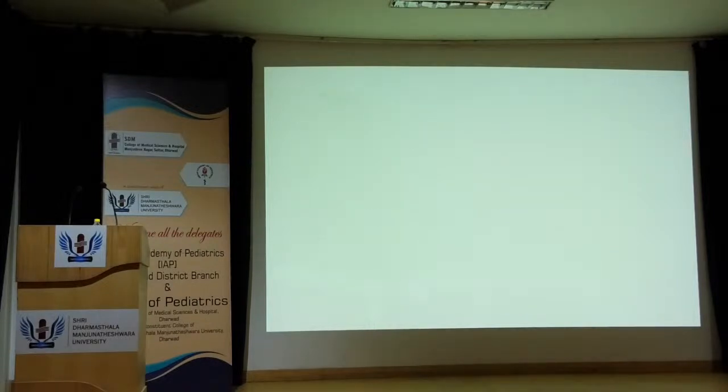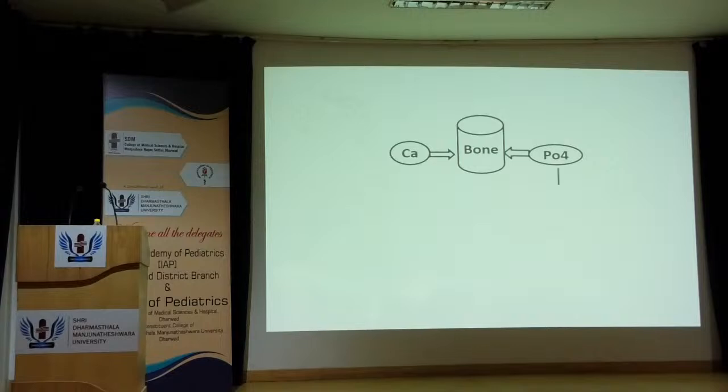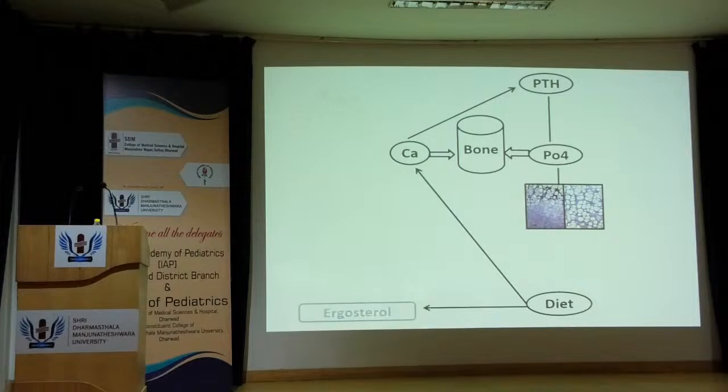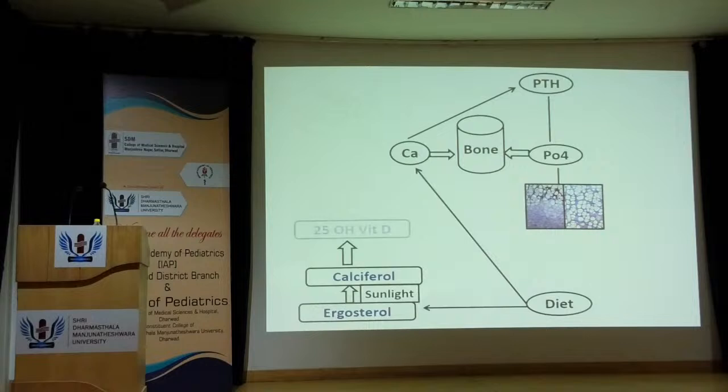Yeah. Next. We know that bone formation is an equilibrium between calcium, phosphate and the bone matrix formation. I'm just explaining the same thing. The PTH gets activated, there is phosphaturia. So what are the sources of calcium and vitamin D? One is diet. In the diet, we consume ergocalciferol, which is converted into calciferol by exposure to sunlight.